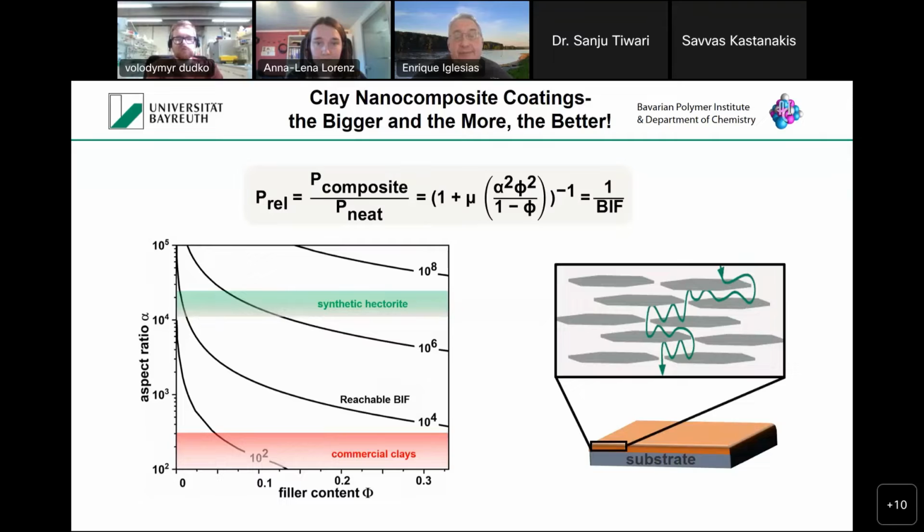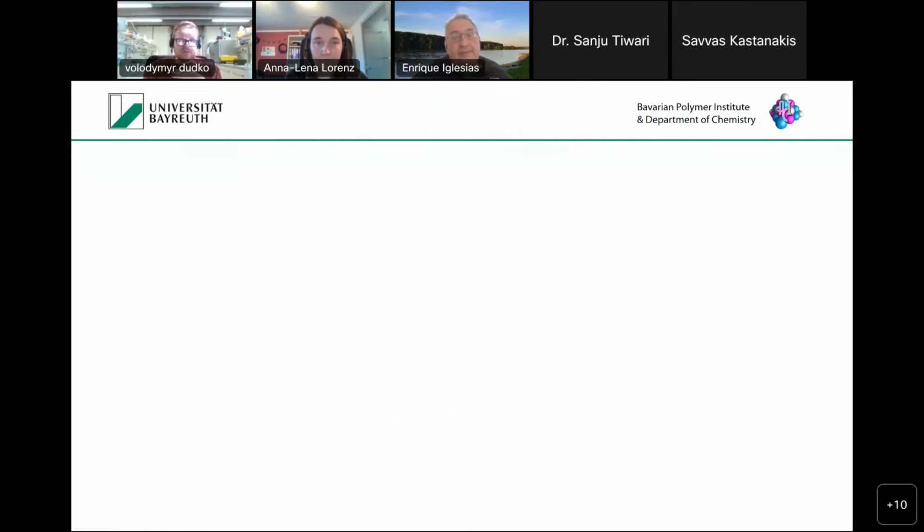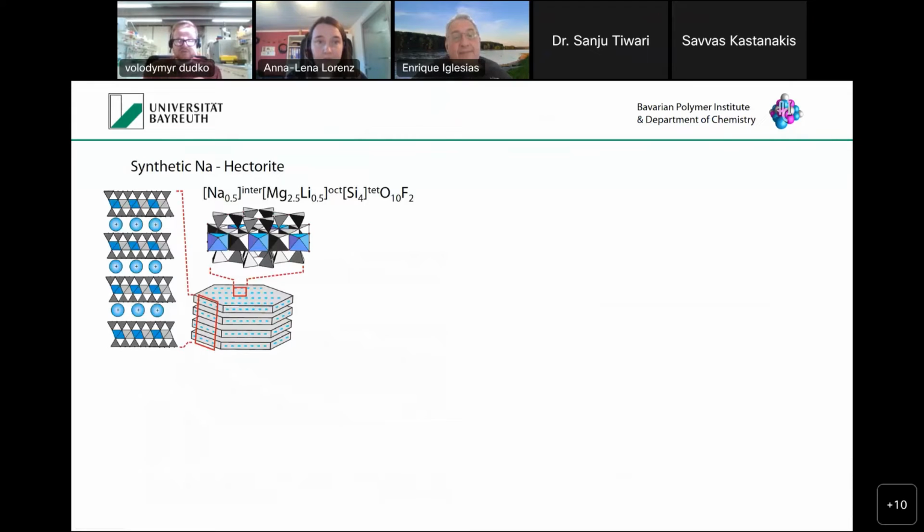In the case of nanocomposites, you have a polymer and a filler, usually a plate-like filler with a different aspect ratio, where aspect ratio is the ratio between the length and the thickness of the filler. If we add just some kind of filler to our polymer, we can improve the barrier properties, and depending on the size of this filler, we can improve it from 100 to millions. And that's where I come to my research topic, which is synthetic hectorites.